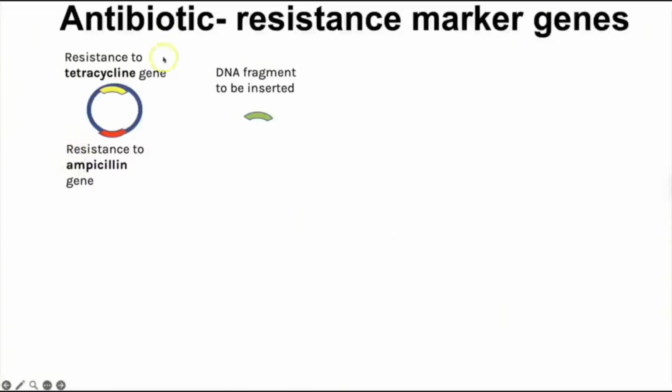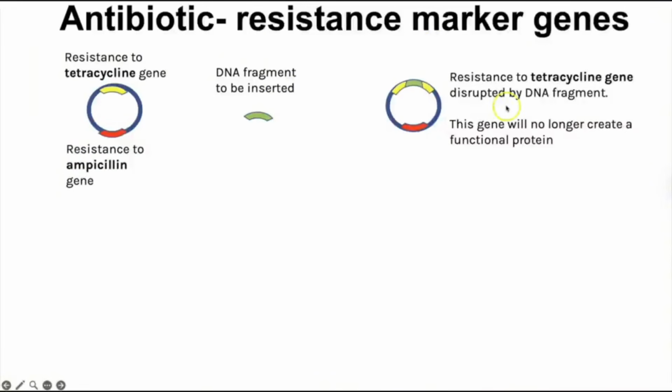So that's why I'm going to go through this example with you. I'm going to do it with antibiotic resistance. And we can see that here is the plasmid, and there are 2 genes for antibiotic resistance. This one here makes the bacteria resistant to the antibiotic tetracycline. And this gene here will code for a protein that makes the bacteria resistant to the antibiotic ampicillin. And here is the DNA fragment that we've just isolated.